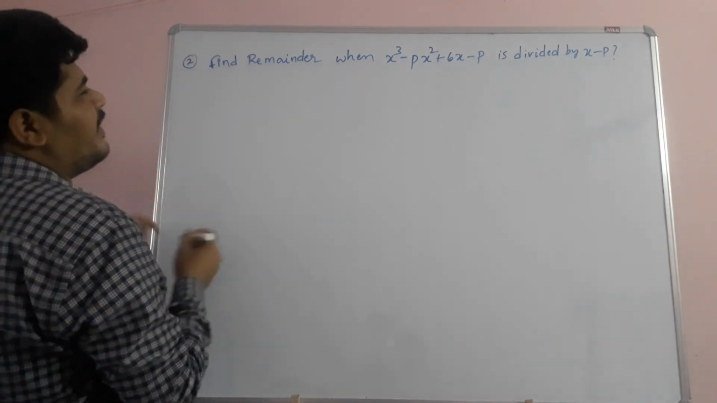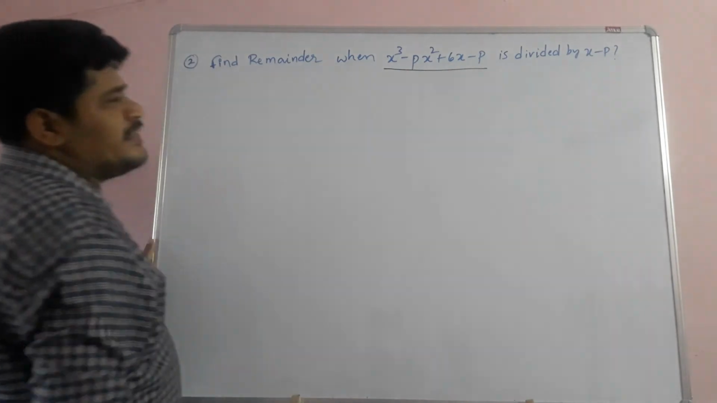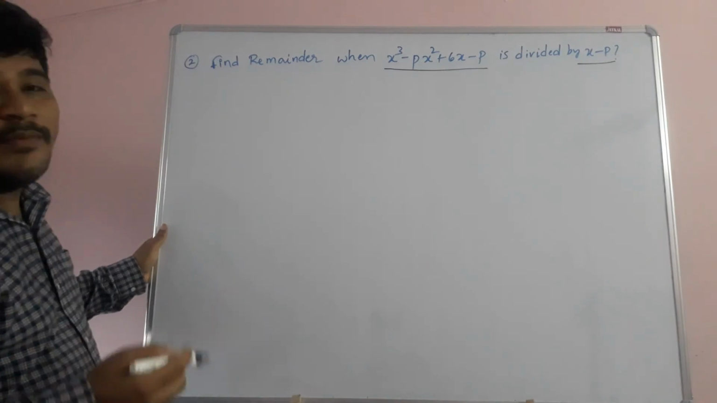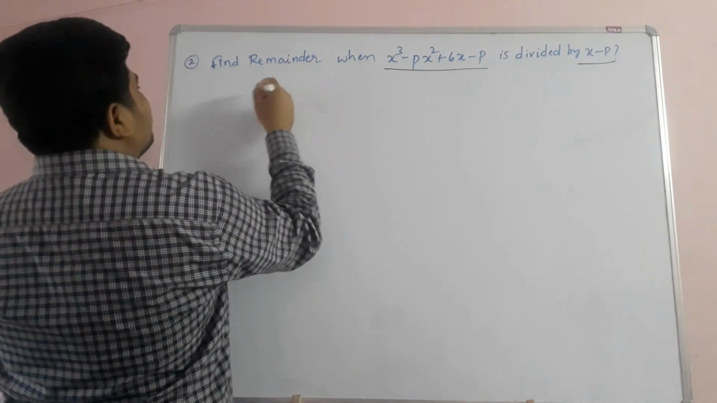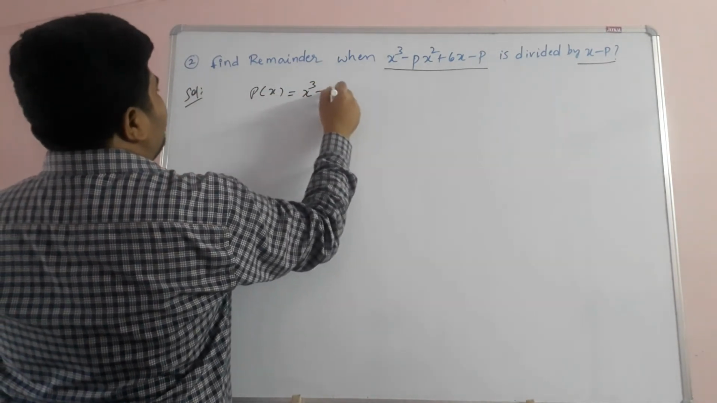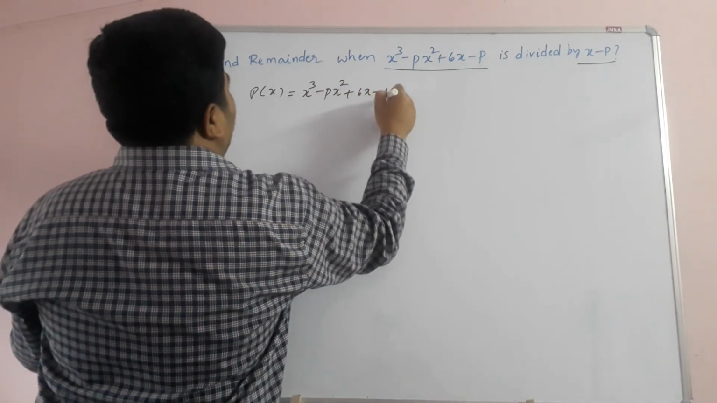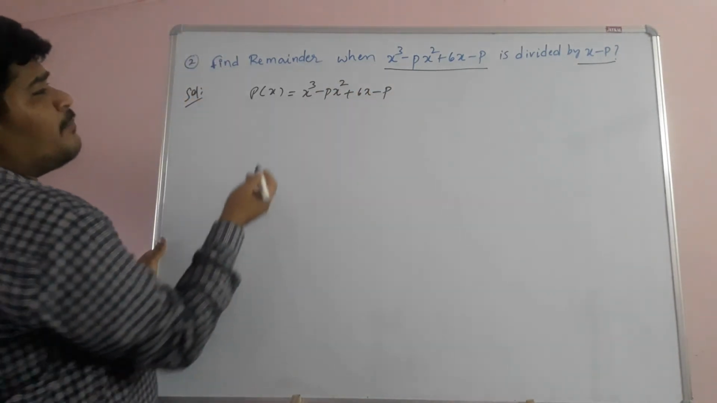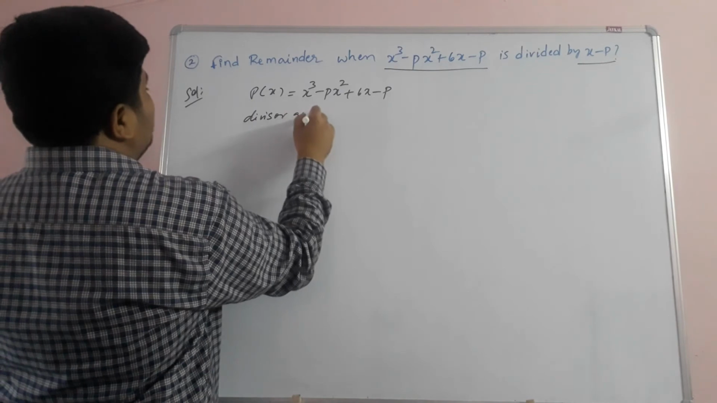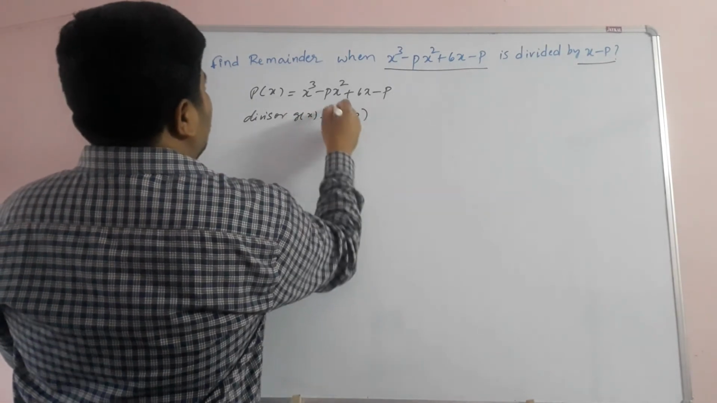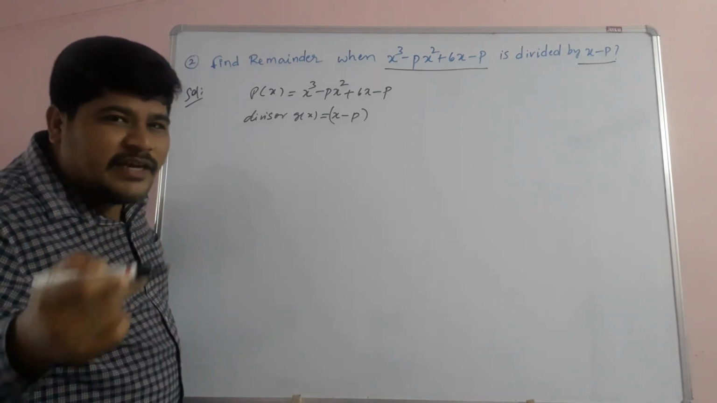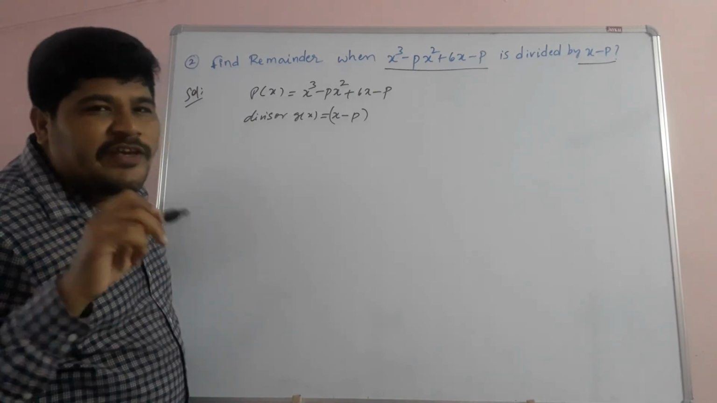Find the remainder when x cube minus px square plus 6x minus p is divided by x minus p. So students, we need to use the remainder theorem here. So name it as p of x. Okay. So p of x is equal to x cube minus px square plus 6x minus p. So when it is divided by the linear polynomial x minus a. So what is the divisor? So children, divisor, name it as g of x, no problem. That is x minus p. So what is the remainder theorem? If p of x is divided by x minus a, then the remainder is p of a.